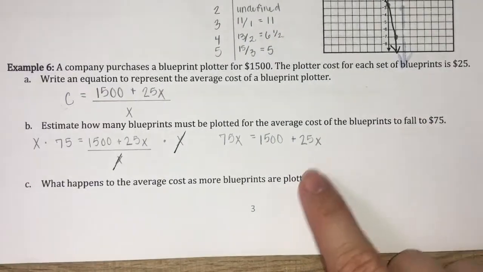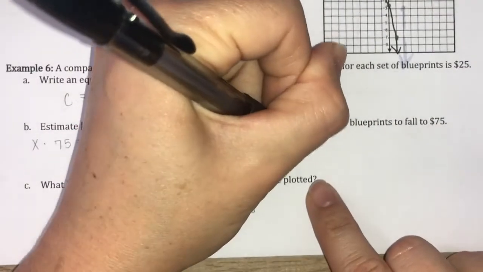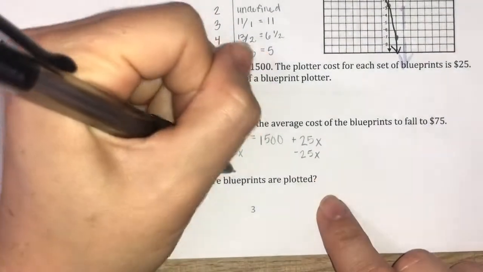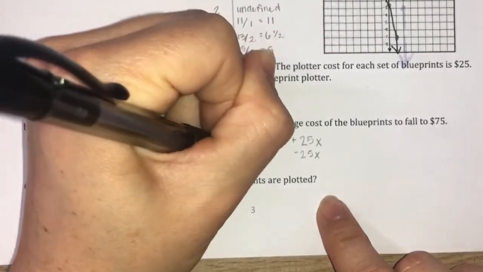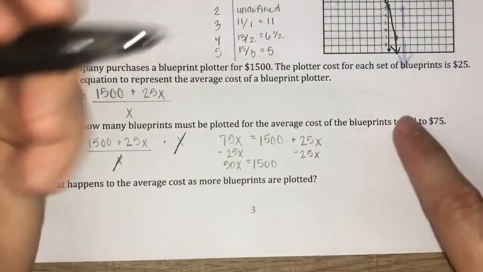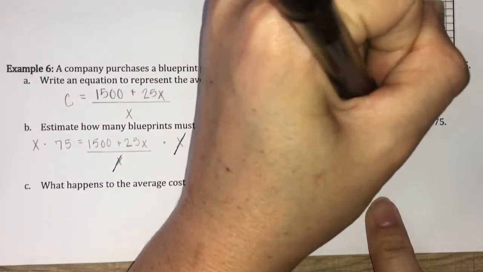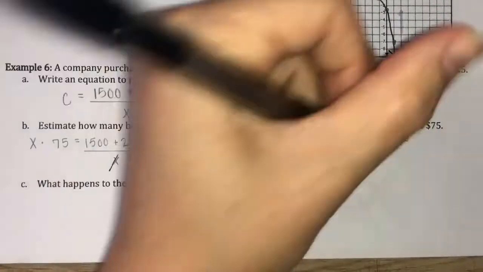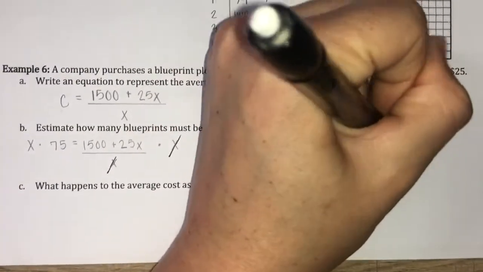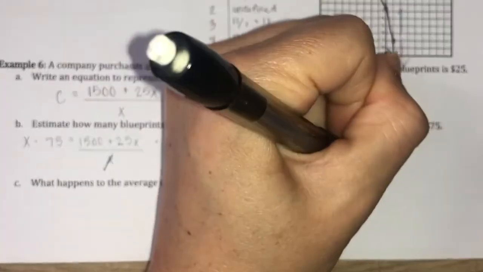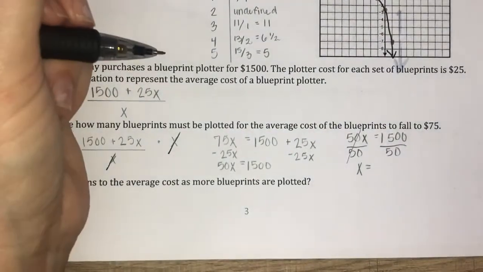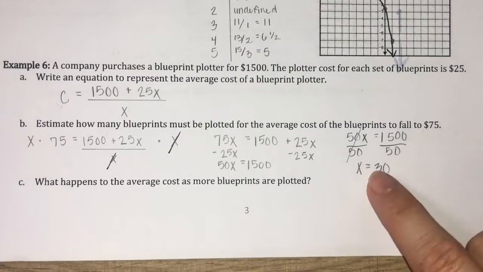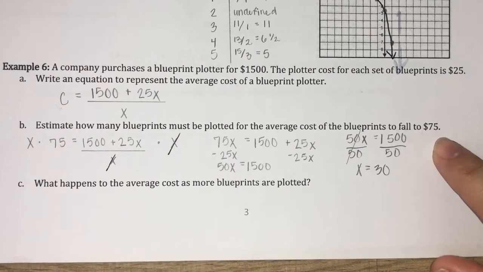And then we can solve for x, we can get them on the same side, so subtract the 25x over. 75x minus 25x is 50x equals 1,500, and then I'm going to rewrite that up here. So 50x equals 1,500, and then the last thing I need to do is divide both sides by 50 to isolate x. So 50 divided by 50 cancels out, and we're left with x equals 1,500 divided by 50 is 30. So that means we'd have to print 30 blueprints in order for the average cost to fall to $75.